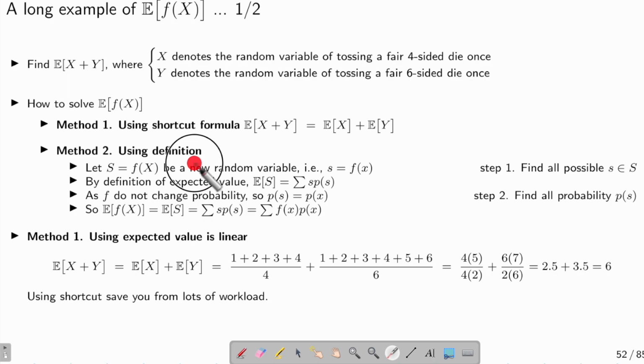Method 2 is to use the definition. We let S be f(X), a new random variable. So we define a new random variable S that is f(X). Then by definition of expected value, what is the expected value of S? Notice that we want E[f(X)], but now f(X) is S, so we want E[S]. By definition of expected value, E[S] is the summation of the value s multiplied by the probability of s, and take the sum. Since f does not change the probability, P(s) is P(x). Therefore, the expected value of f(X) is the same as the expected value of S, which is the sum of s times P(s). And since P(s) is P(x), it is the same as the sum of f(x) times P(x).